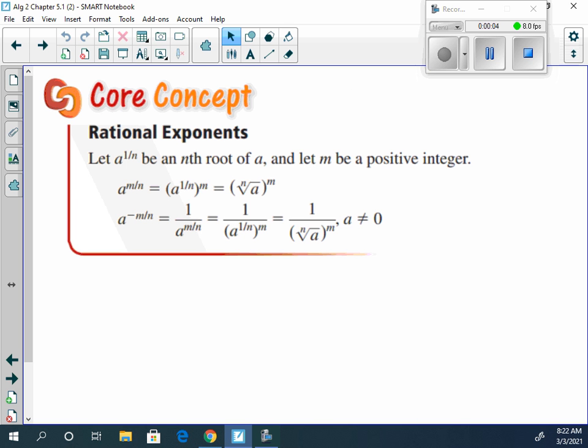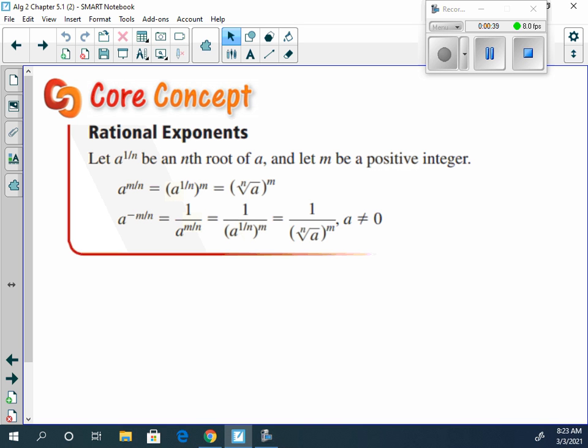With our rational exponents. Now, our first main theorem, this concept here: let a to the 1 over n be the nth root of a, and let n be a positive integer, such that a to the m over n is equal to a to the 1/nth to the m, which is equal to the nth root of a to the m. So we can break it back down, and we did a little bit of this yesterday.